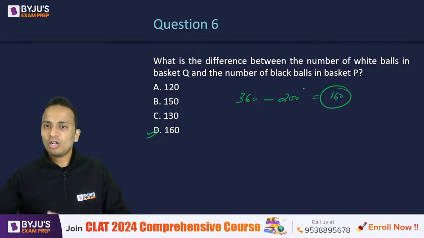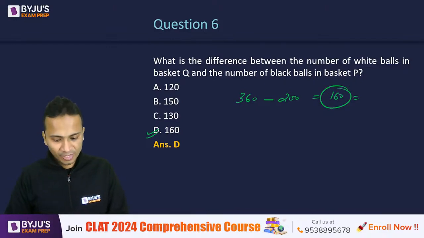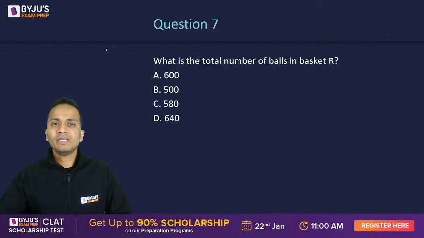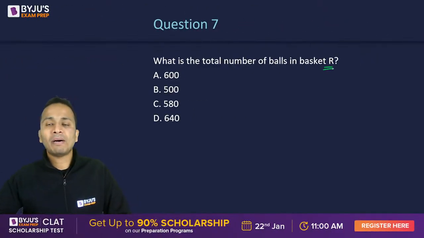Okay. So all the values are in front of you. 160, option D should be the correct answer for this one. Right? Okay. आगे चलते हैं. Question number 7. What is the total number of balls in basket R?